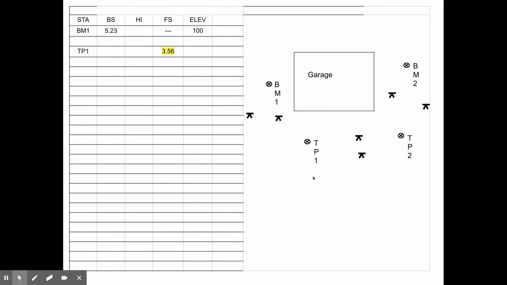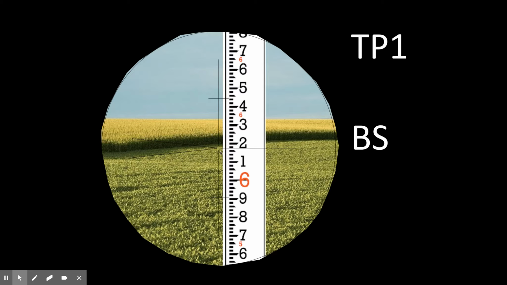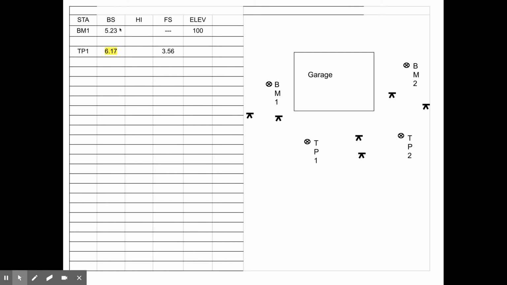So now we've done our backside, which is 5.23, and our foresight, 3.56. Now we have to move our level from here over to here. When we do that, we take what's called a backside to a known location, which is now our turning point 1. When we look at that, we see 6.17. That's our backside to turning point 1. So we write that down under here, backside, turning point 1, 6.17.